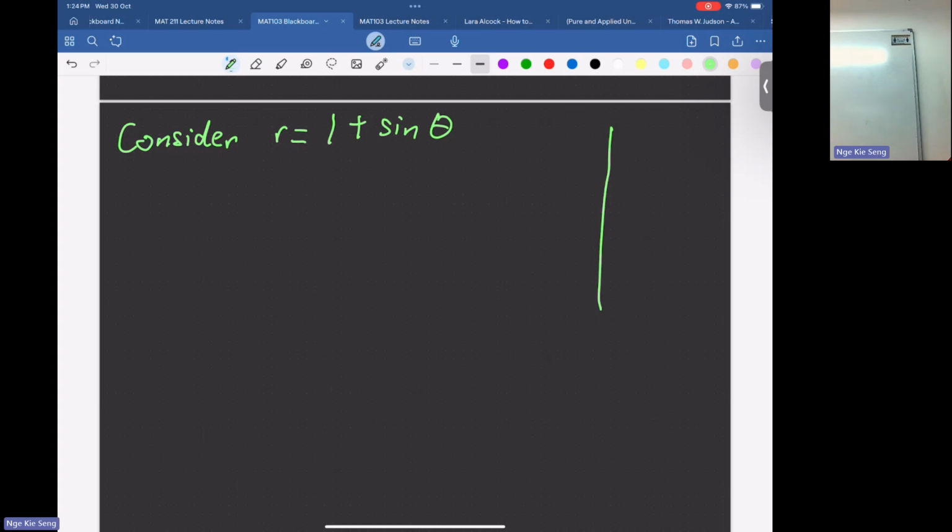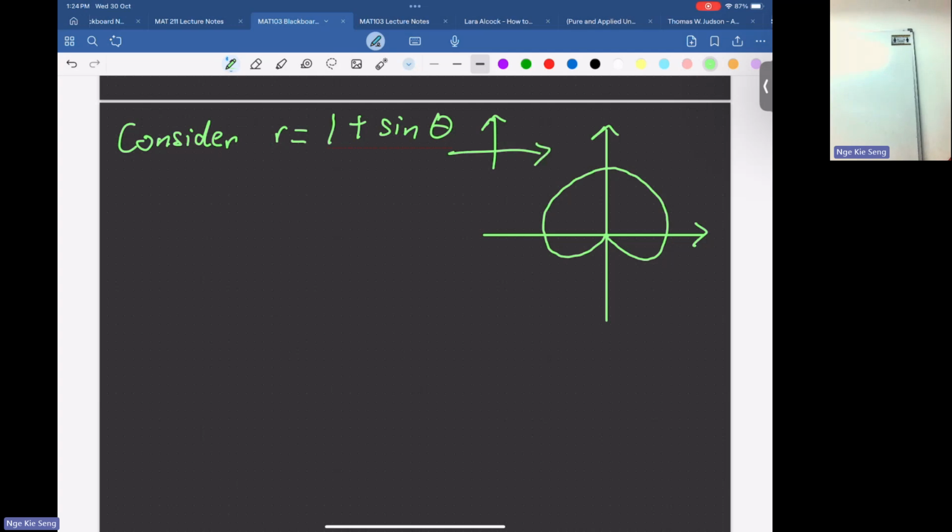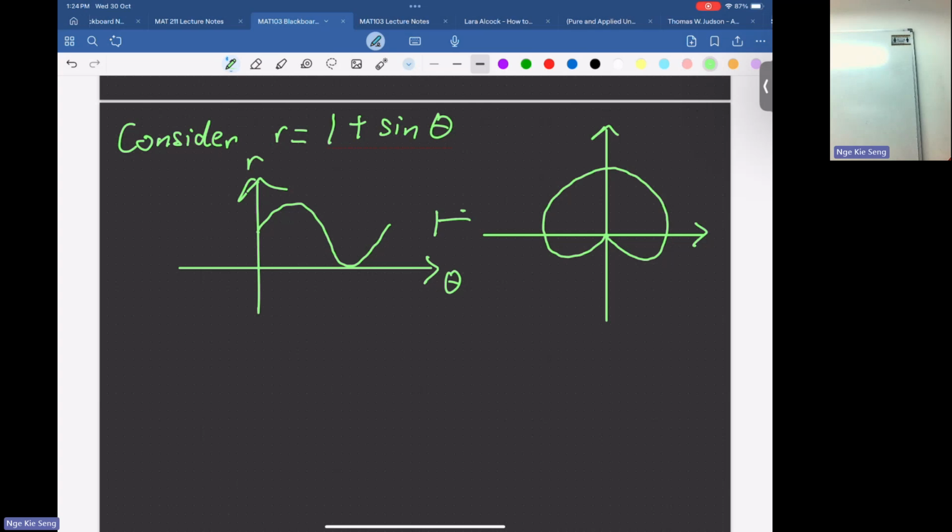Okay, so what's this graph here? So make sure you know how to use the r theta plane to draw it. Okay, so you need to do it in your assignment, like what we discussed last time. And then you use the r theta plane. So what's this r theta plane again? So let me just quickly draw it. So sine theta shifted by 1. So something like this.